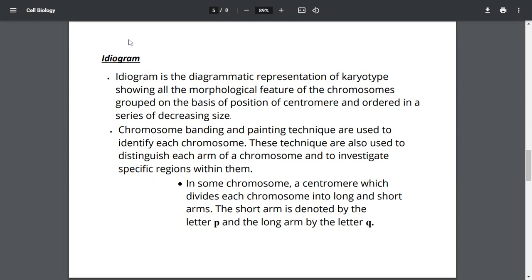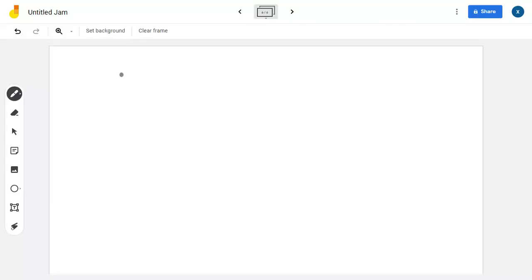Ideogram is a diagrammatic representation of karyotype showing all the morphological features of the chromosomes grouped on the basis of position of centromere and ordered in a series of decreasing size. Chromosome banding and painting techniques are used to identify each chromosome. These techniques are also used to distinguish each arm of a chromosome and to investigate specific regions between them.